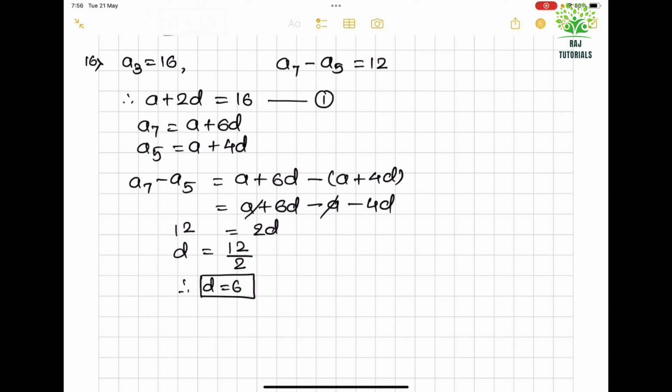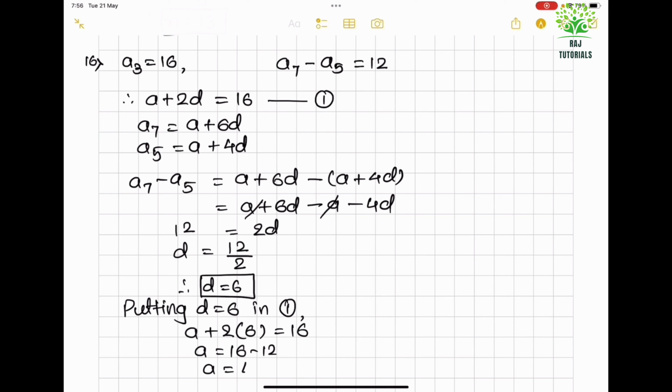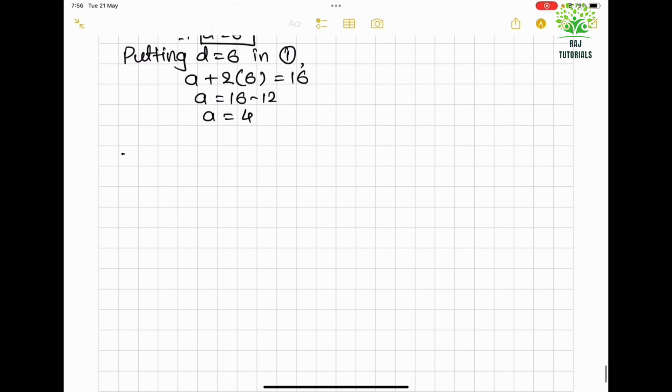Now he has told us to find the AP. So D I got. Now putting D equal to 6 in 1, A plus 2 into 6 will be equal to 16. So A equal to 16 minus 12. So A equal to 4. Therefore the AP is 4, 10, 16, 22 and so on.